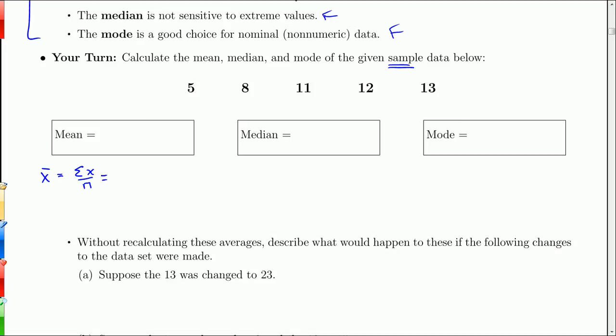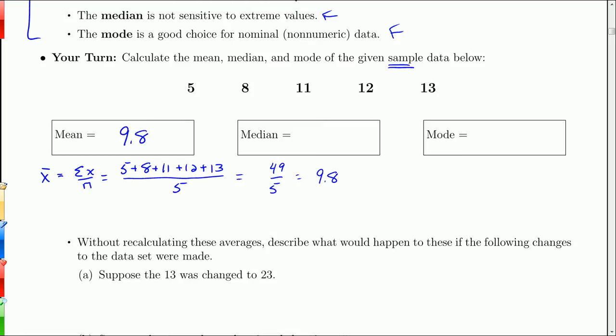And so when you add up all the x's, you get 5 plus 8 plus 11 plus 12 plus 13 all over, and there are 5 of these, right? So 5, 13, 24, 36, 49 over 5, right? And what that gives me, whenever you plug that into your calculator, is 9.8, right? So the mean is 9.8. I'm rounding to one more decimal place than the raw data. So I get a mean of 9.8.